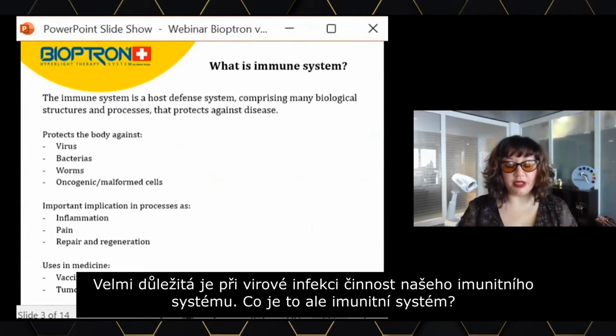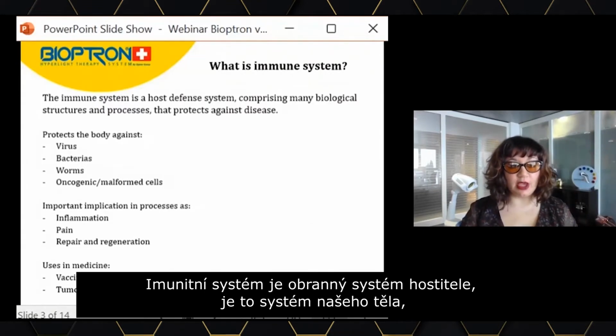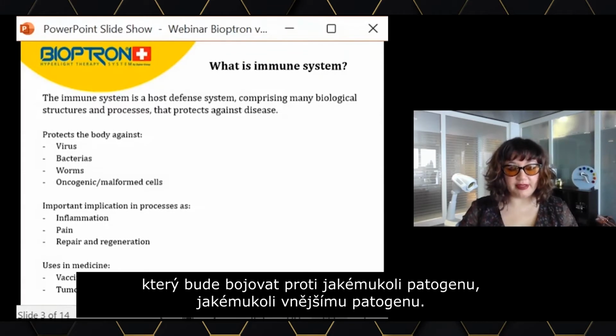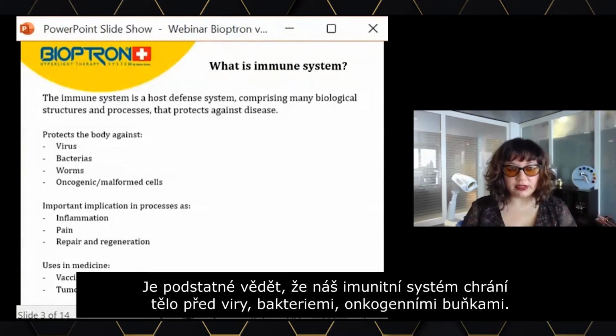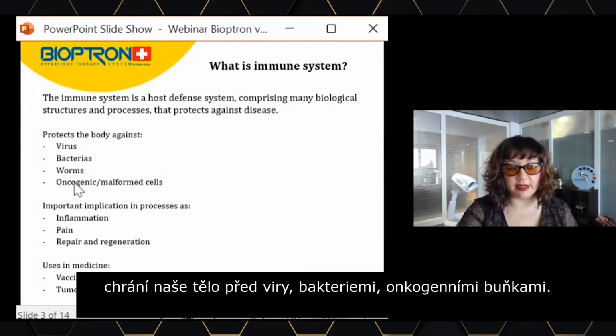But what is our immune system? The immune system is the host defense system. It's the system of our body that will fight against any external pathogen. Of course, the immune system is a very complex system with quite a lot of different cells, tissues and processes involved. We will not enter into that detail, but it's very important to know that our immune system protects our body against viruses, bacteria, oncogenic cells.